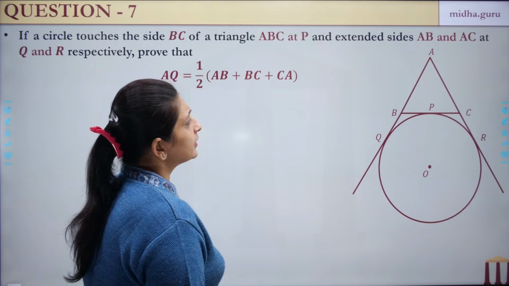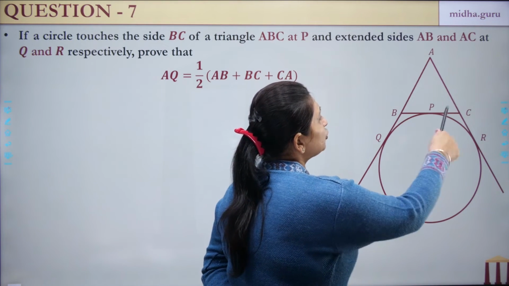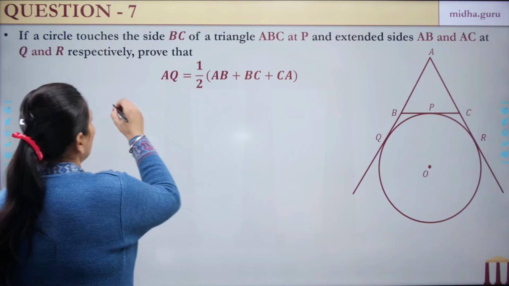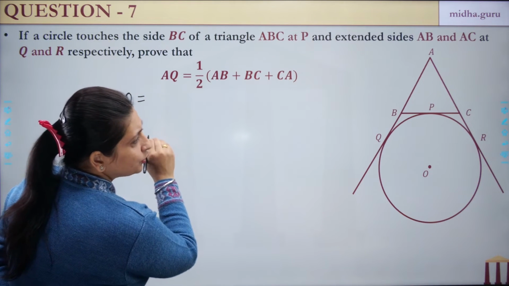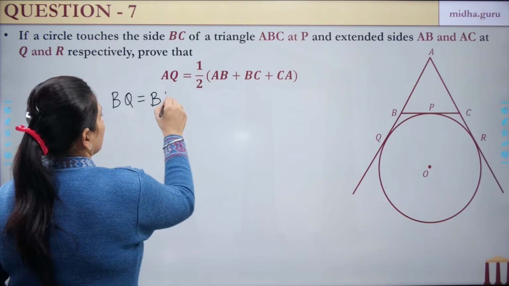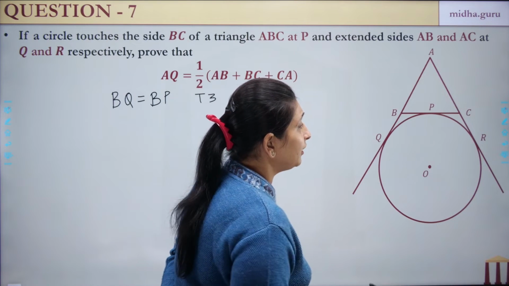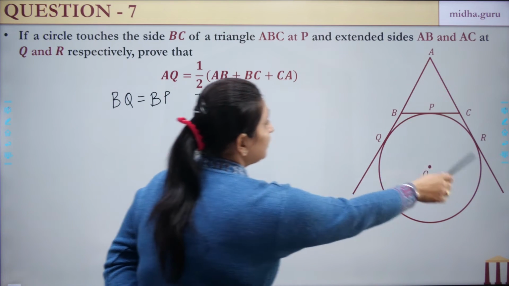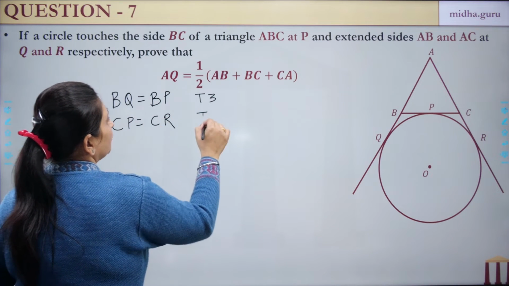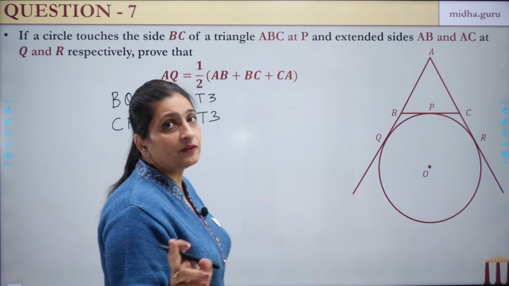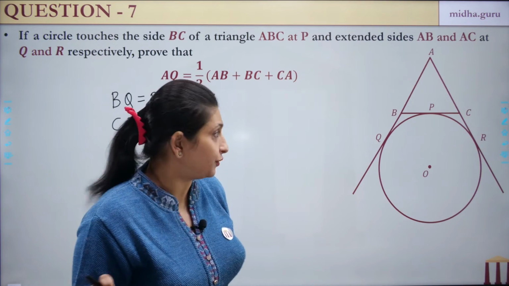So in this question, we can write BQ is equal to BP, since tangents drawn from an external point are equal. Next, similarly, from the same theorem, we can write CP is equal to CR, which is again theorem 3. You don't have to write theorem 3, which I am repeating again and again. Just write the statement of that theorem.